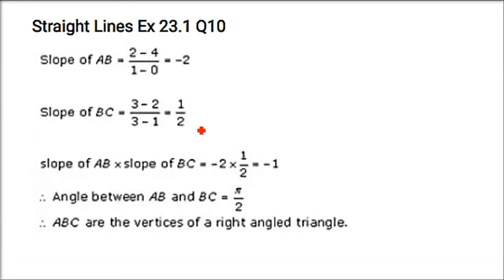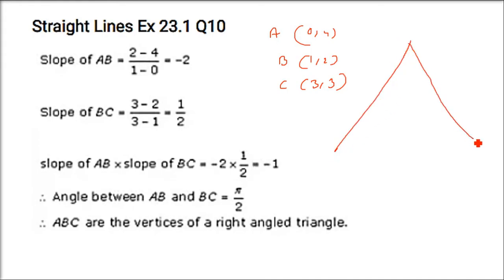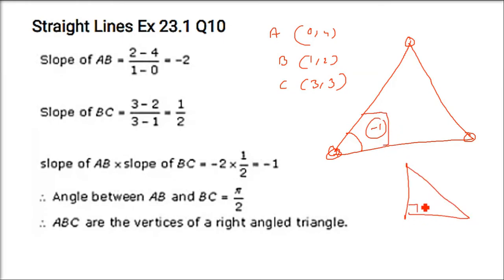Without using Pythagoras theorem, show that the points 0, 4, 1, 2 and 3, 3 are the vertices of a right angled triangle. So these are the 3 points, 3 vertices actually. These are vertices of a triangle, but we have to tell them that this is a right angled triangle. So let me make a triangle. I'm not knowing whether it is a right angled triangle or not, so try to find out the slope of two lines and multiply them. If it gets -1, that means these two lines are intersecting perpendicularly. So this triangle would be like this, 90 degrees.